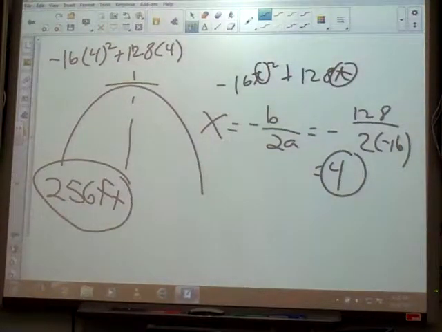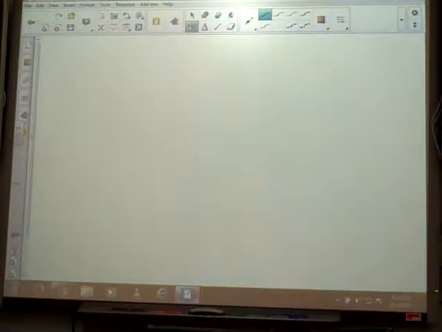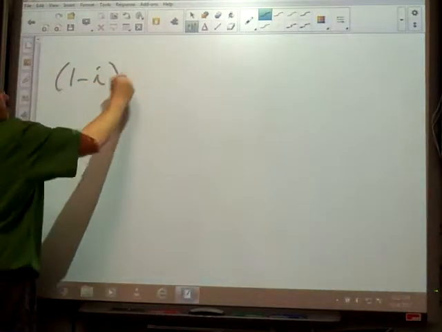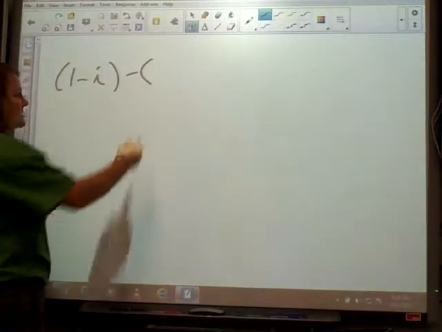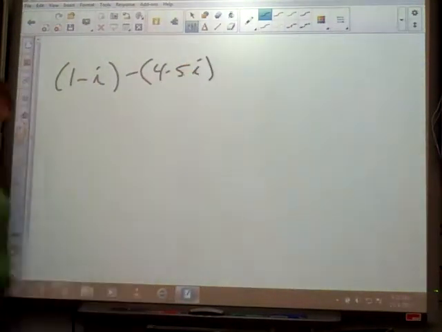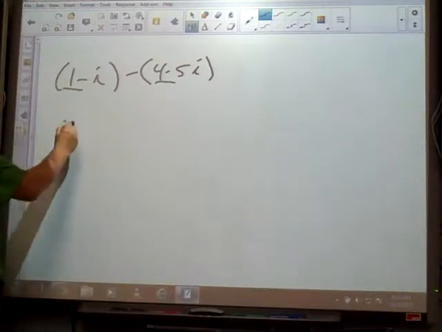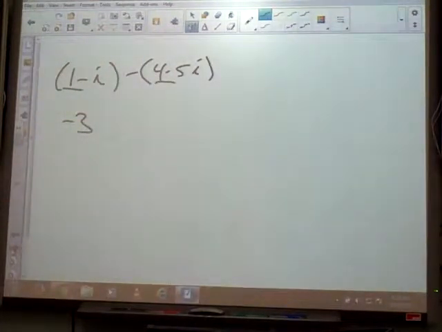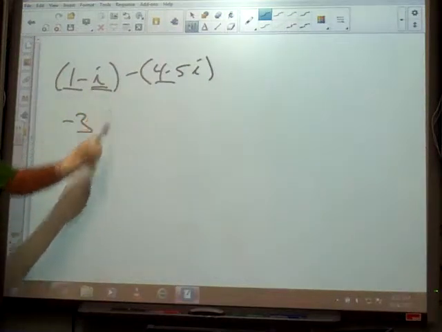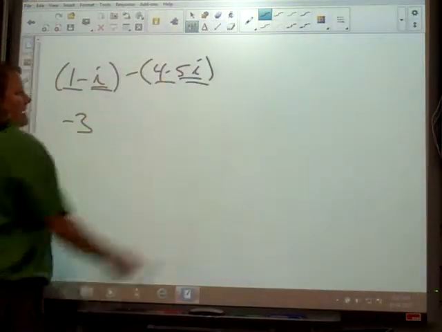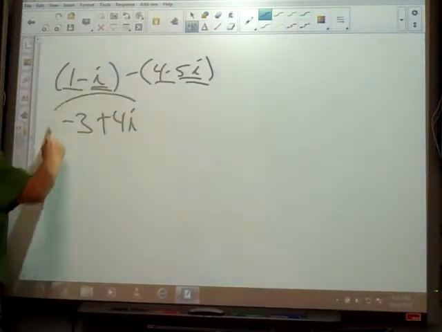Okay, 12 and 13 are both pretty easy ones. We ready? Alright, 12, we've got 1 minus i minus 4 minus 5i. Directions on this just say to write as a complex number in standard form. The i's in this case, we talked about this, are just kind of like terms. So I'm going to take my real numbers, 1 minus 4. Then I'm going to take my imaginary numbers. Be careful with your signs. Negative i minus negative 5i. That's it.